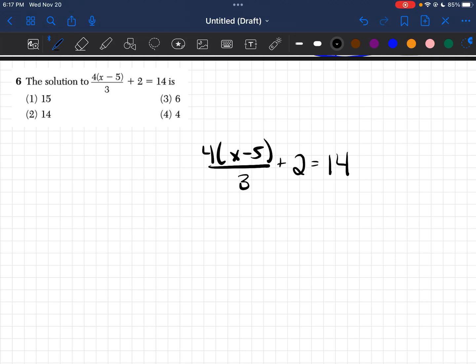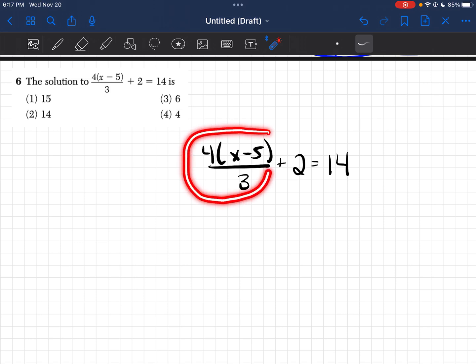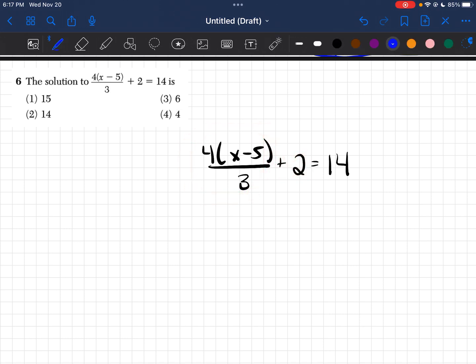Going to show two strategies for solving this problem. The first is I'm going to solve for the variable x. Now I can see that x is in this group of terms right here that are all bunched together, and then there's this plus 2. So first thing I want to do is I'm going to subtract that plus 2 from both sides.